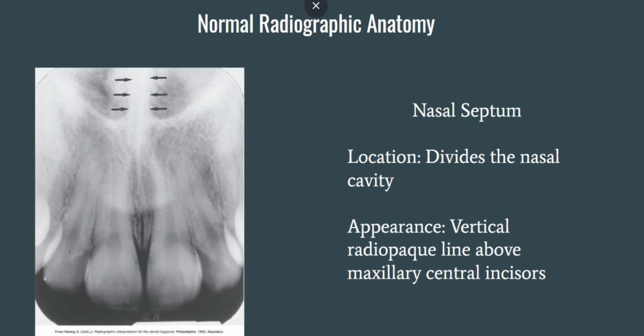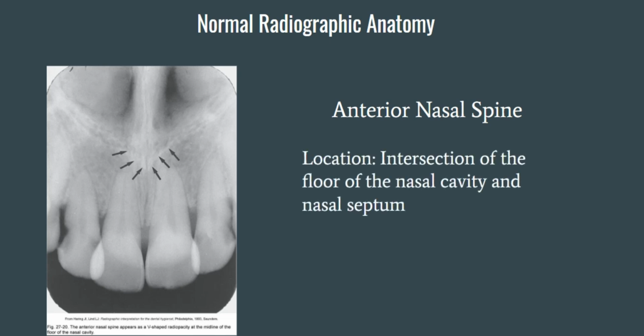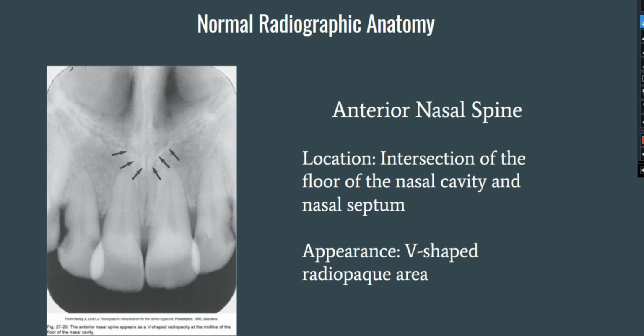The next landmark is the anterior nasal spine. And it is the intersection of the floor of the nasal cavity and the nasal septum. And it will appear as a V-shaped radiopaque area. So right here is going to be your anterior nasal spine.